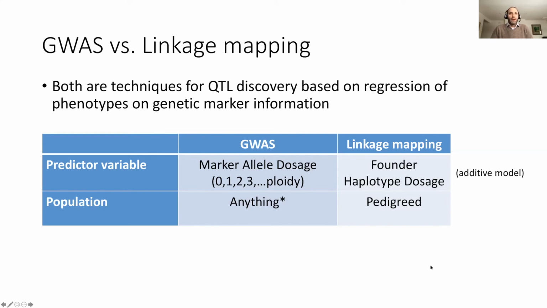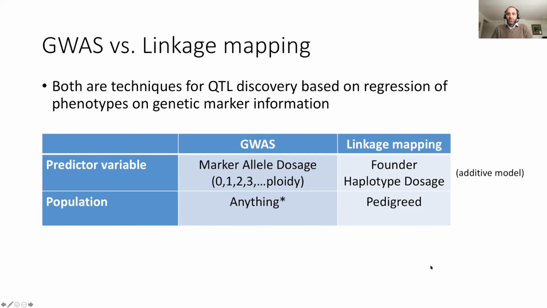So here is a table that starts us thinking about that. Both GWAS and linkage mapping are techniques for QTL discovery, right? Sometimes people will say QTL mapping and they mean that to mean not GWAS. I personally don't like that terminology, because both in my mind are methods for detecting QTLs. I tend to use linkage mapping or GWAS to differentiate those two different settings.